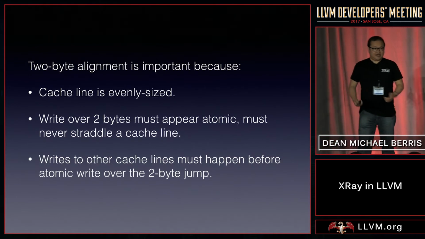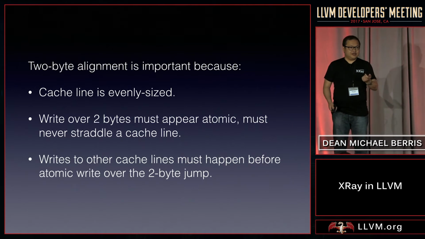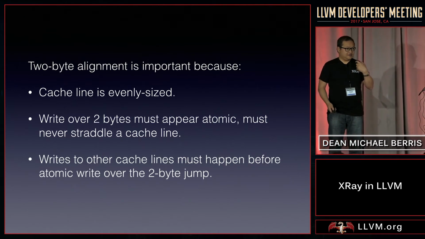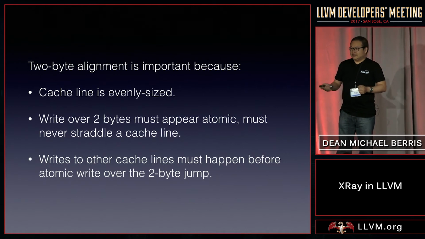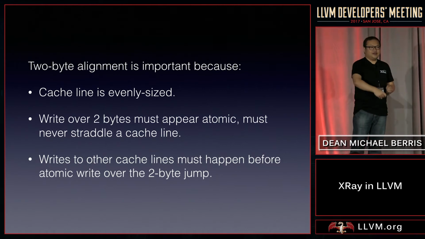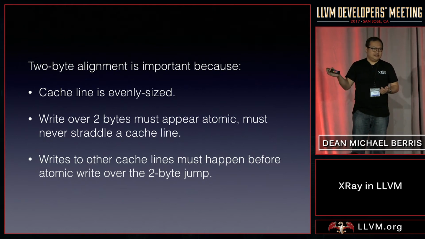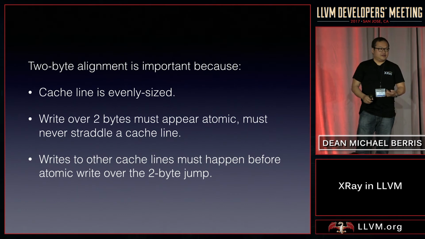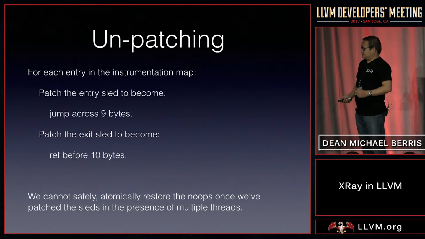Because the cache line is evenly sized, you want the jump to be aligned evenly so that the 2-byte jumps never straddle 2 cache lines, right? And so the writes that happen before it may be on a different cache line, and essentially you need some sort of barrier to do it right. So those have to commit first, and then you do your 2-byte write over the jump. So, yeah. Told you it was simple.